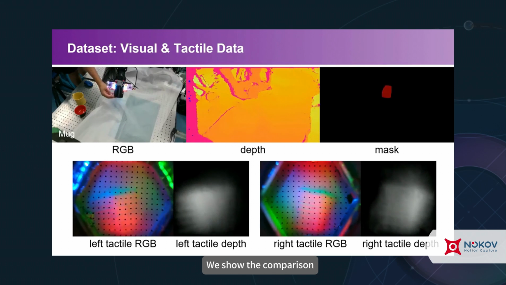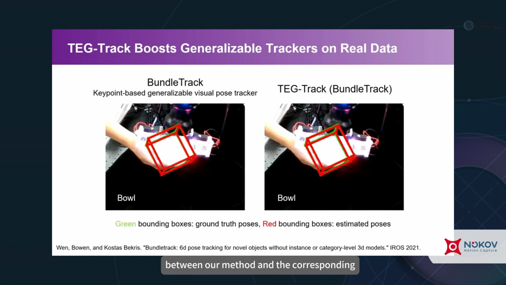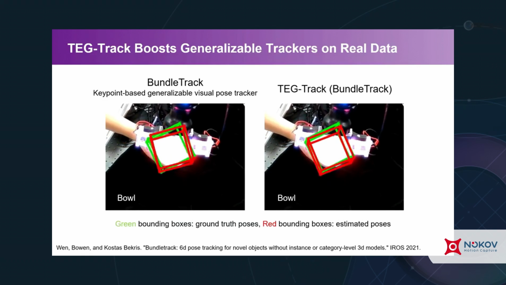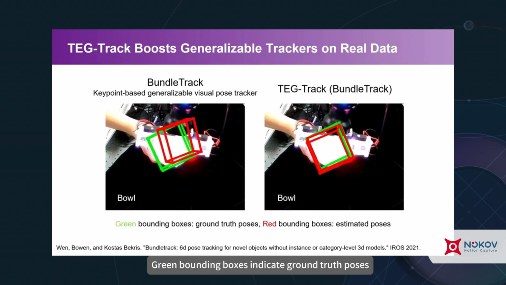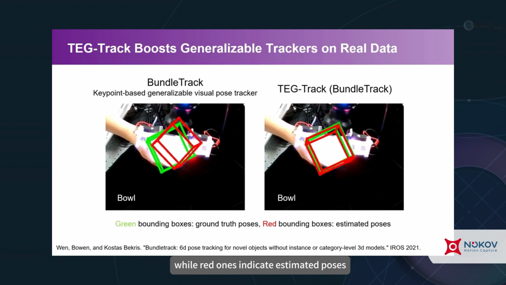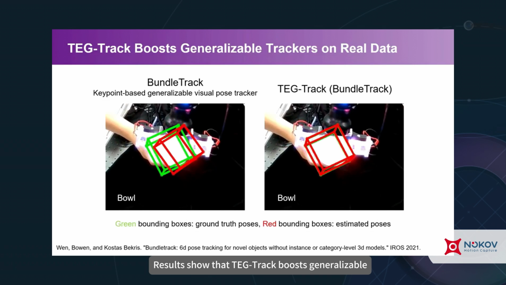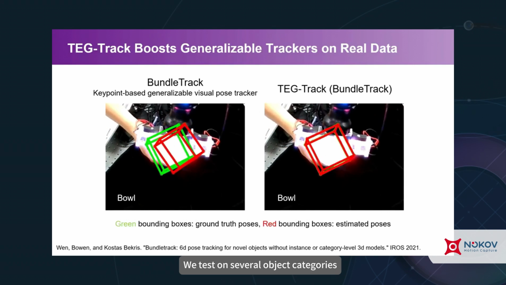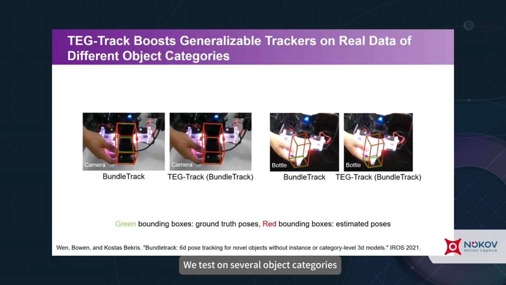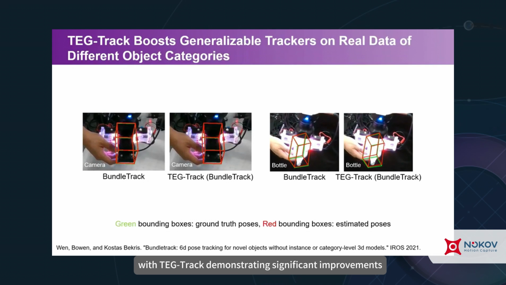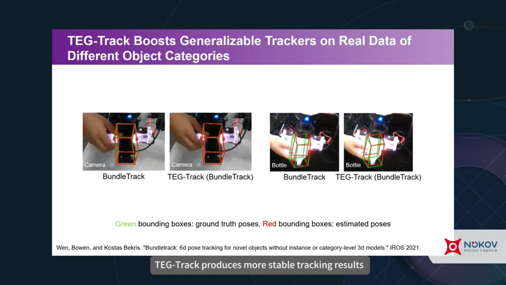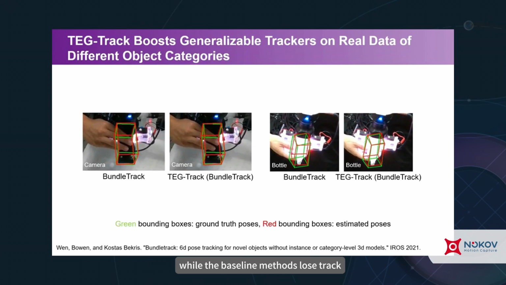We show the comparison between our method and the corresponding generalizable visual tracker. Green bounding boxes indicate ground truth poses, while red ones indicate estimated poses. Results show that TEG-Track boosts generalizable trackers on real data. We test on several object categories, with TEG-Track demonstrating significant improvements. TEG-Track produces more stable tracking results while the baseline methods lose track.